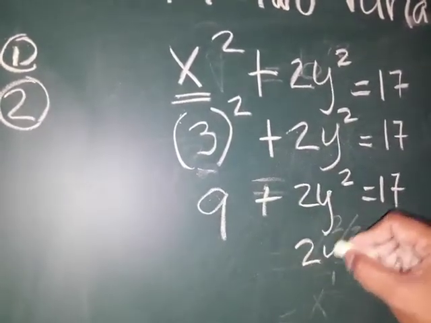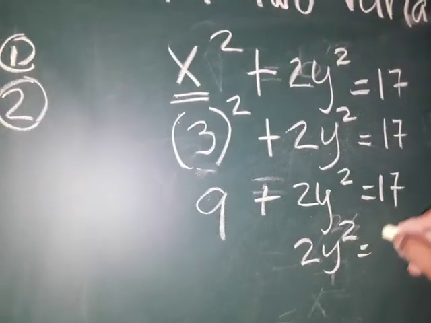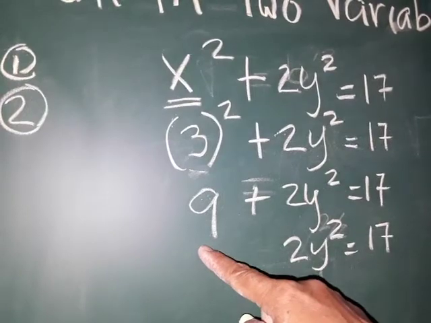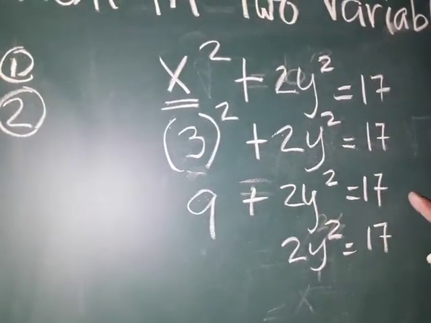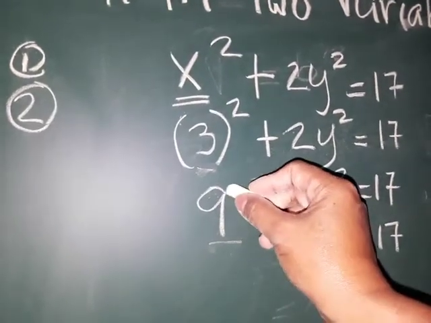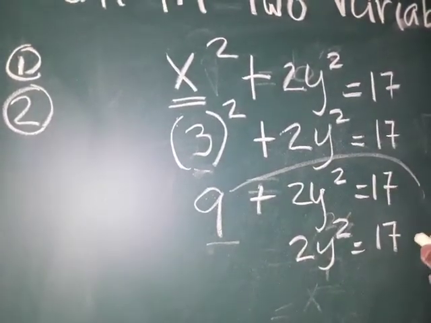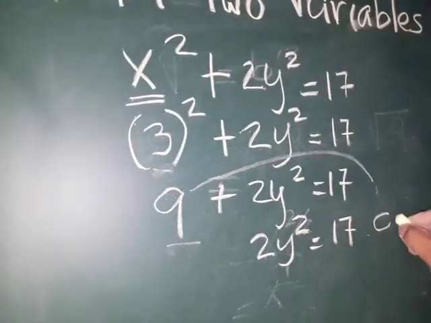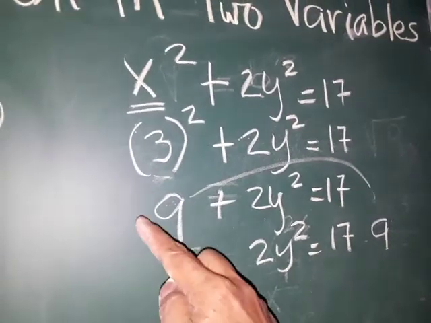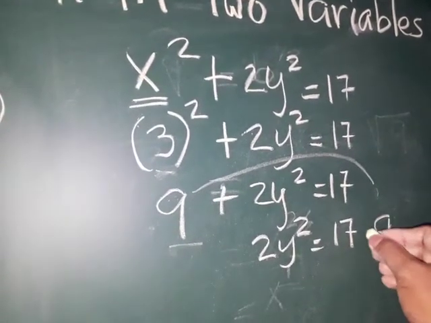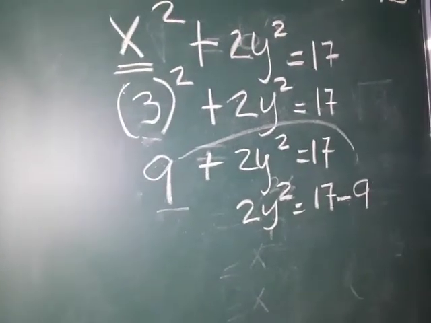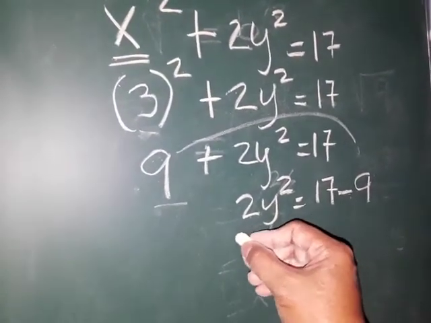Copy 2y squared is equal to 17, and then transpose 9 over the equal sign. I'll repeat, transpose 9 over the equal sign. So copy 9 and then change the sign. Okay? So if this is positive, this becomes negative. I will explain later on why. Next, divide by 2.